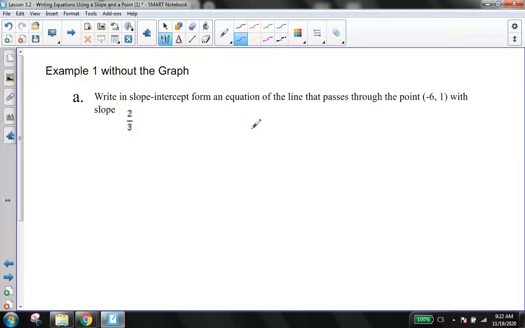So again, this is the same problem that we had from the first example, except I don't have a graph to count my rise and my run. So here's the directions. We write down slope-intercept form equation. So y equals mx plus b. Okay, my slope is 2/3, so I'm going to plug that in for m. Okay, the point that I have is negative 6, 1, so I'm going to plug in negative 6 in for x. And I'm going to put parentheses around it to protect it, and I'd like you guys to do the same. And I'm going to put a 1 in for y.